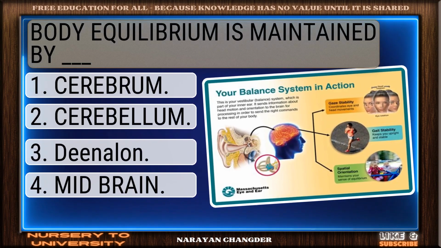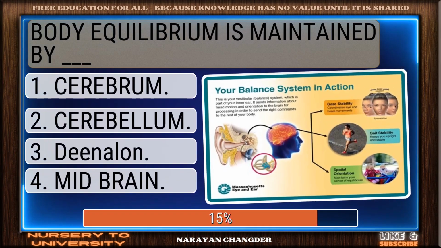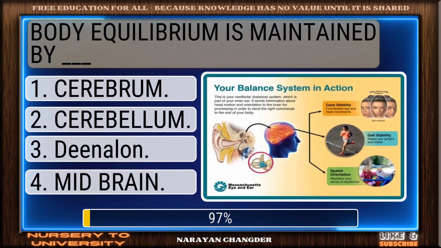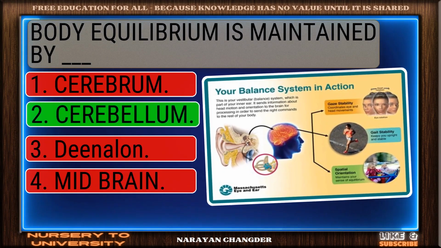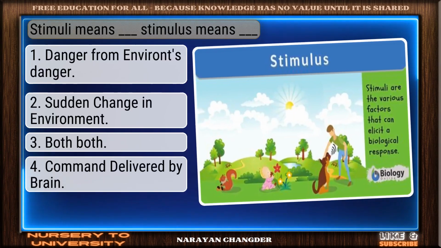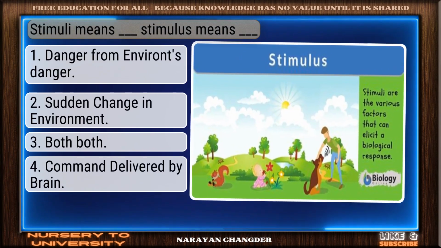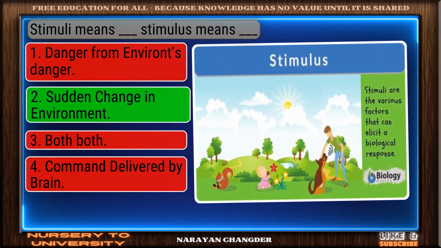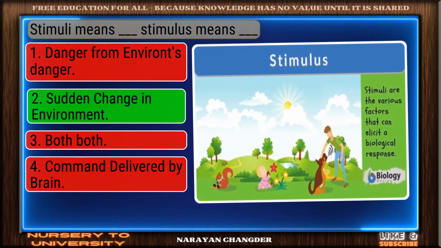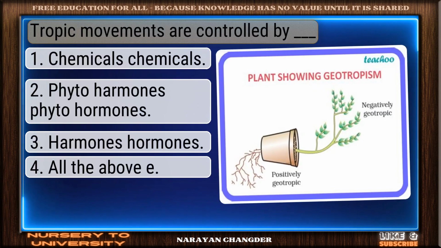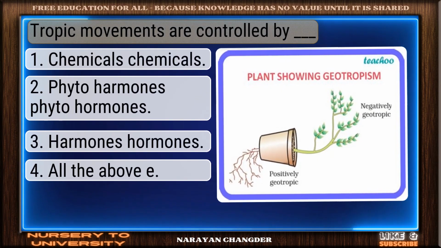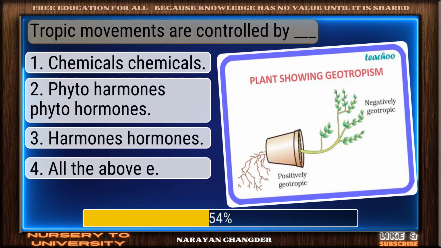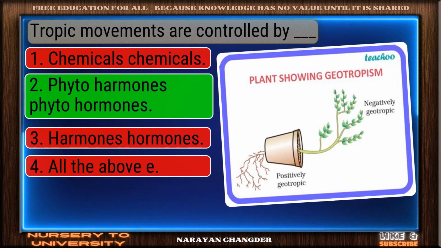Body equilibrium is maintained by dash. Right again. Cerebellum is valid. Stimuli means dash. Stimulus means dash. Good job. Sudden change in environment works well. Tropic movements are controlled by dash. You're right.